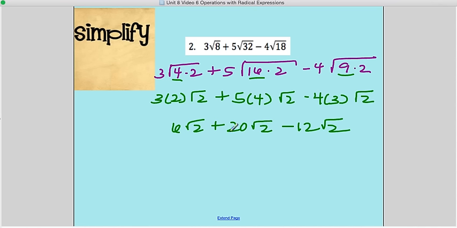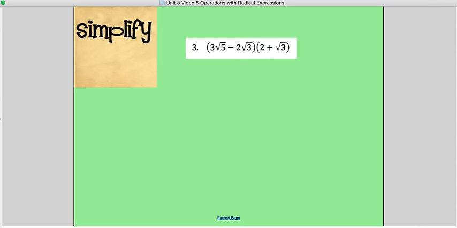6 plus 20 is 26. 26 minus 12 is 14 square root of 2. And there is my final answer. Okay, so that's adding and subtracting. Now, examples 3 and 4 are multiplying.